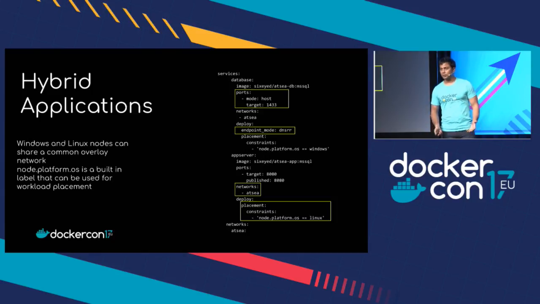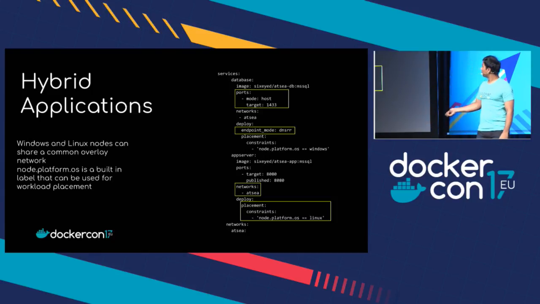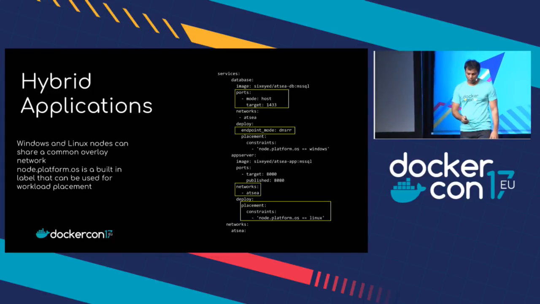And then hybrid applications. As you can see here, this is a compose file. I'll be deploying this in the cluster right now. But real quick, you can see how we've used constraints to say throw this onto a Linux node and throw that onto a Windows node. And you can have them across the same overlay network that you're creating. So you can deploy hybrid applications onto the UCP cluster.